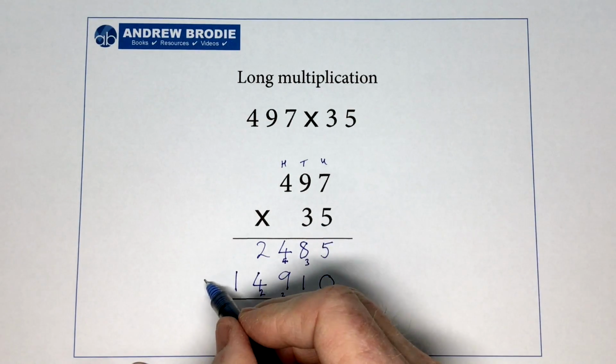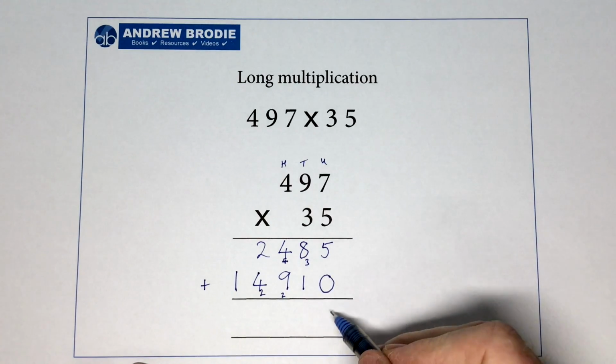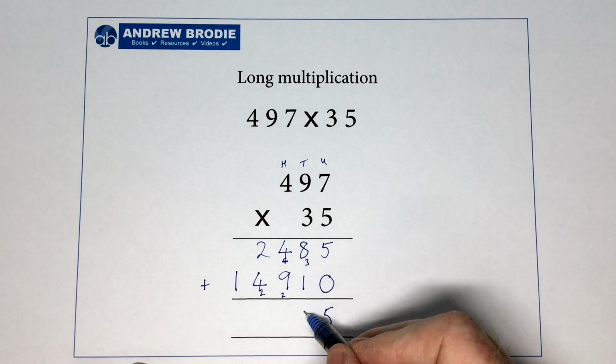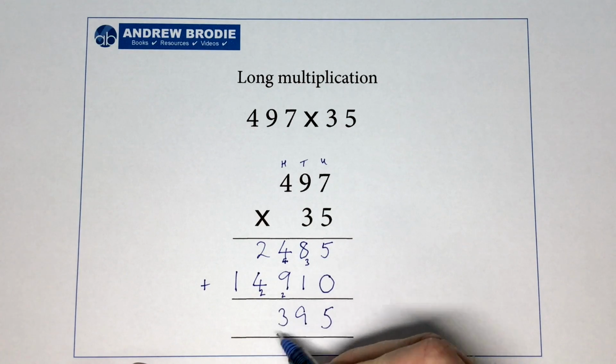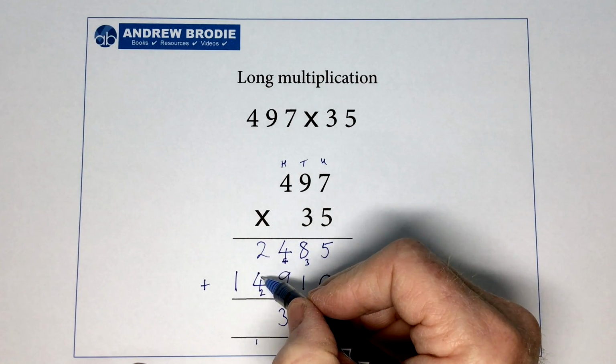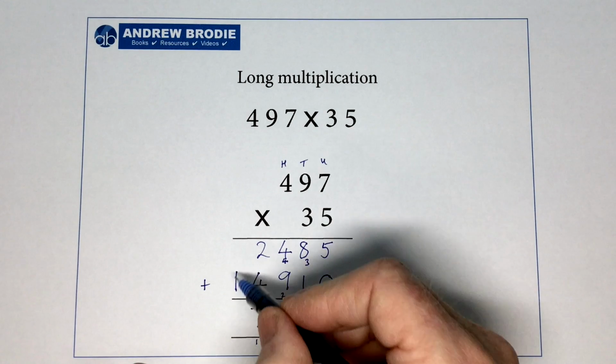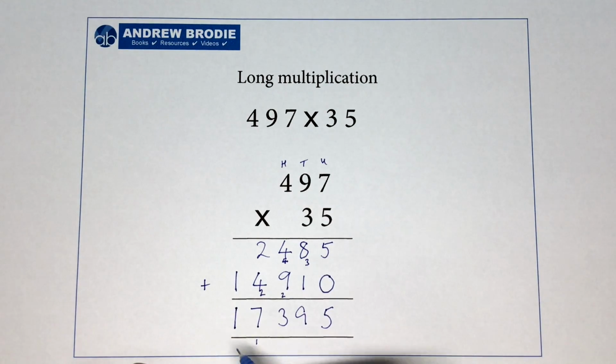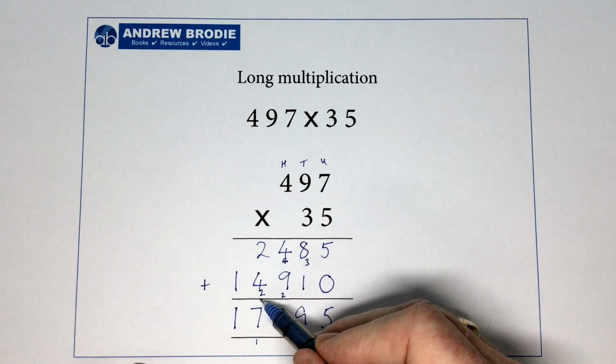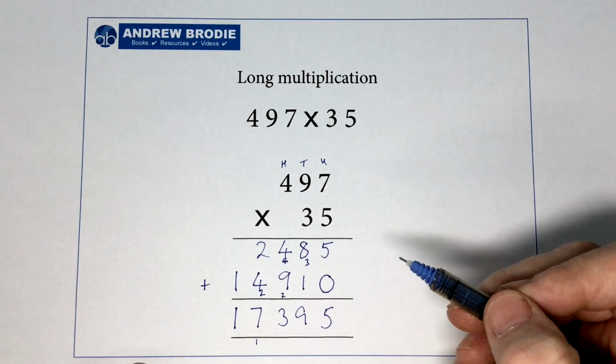Now we have to add up our two answers. That's 5. 8 add 1 is 9. 4 add 9 is 13. 2 add 4 is 6. Add 1 makes 7. And simply 1 there. And so we've got 17,395. Can you see why those are so small? So that we don't get them mixed up when we're adding up.